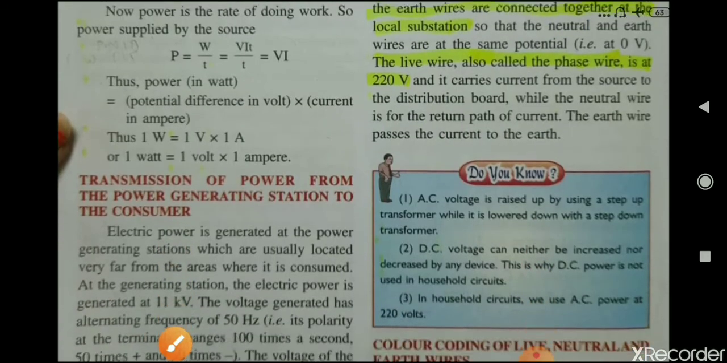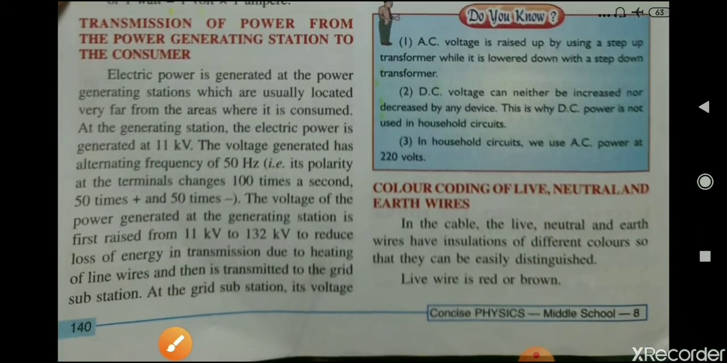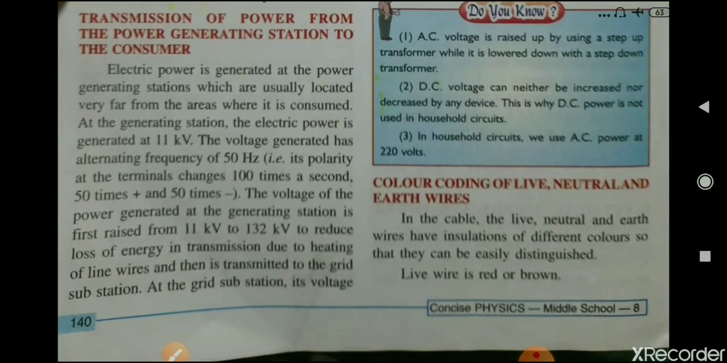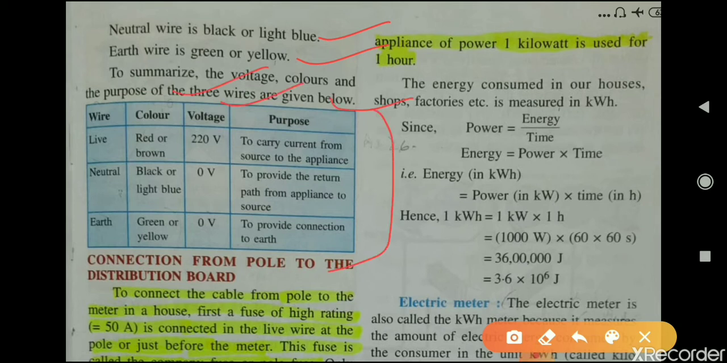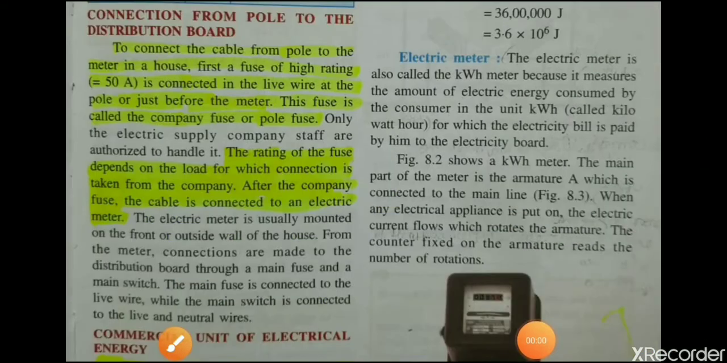Okay, now color coding of live, neutral and earth wire. Live wire is red or brown in color. Neutral wire is black or light blue, and earth wire is green or yellow. Okay, so these are the color, voltage and purpose of all these three wires: live wire, neutral wire and earth wire. You have to read this.